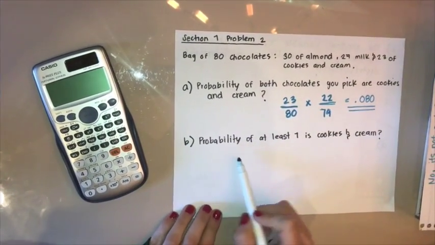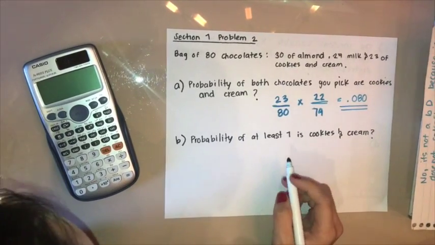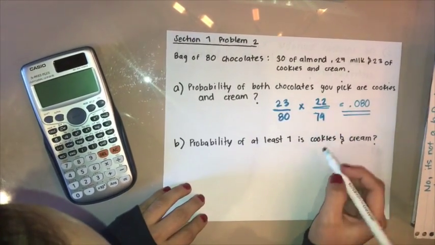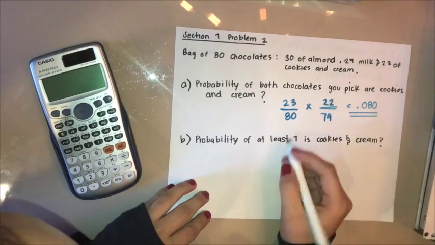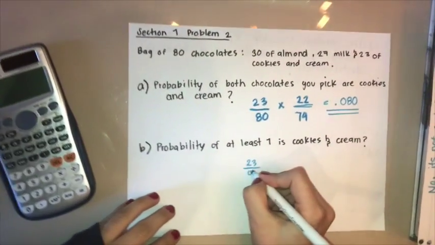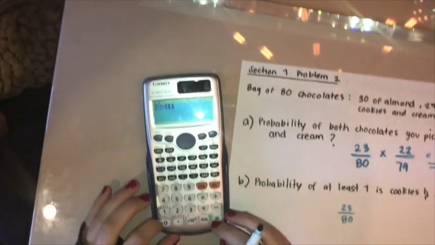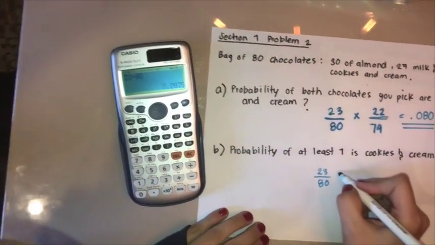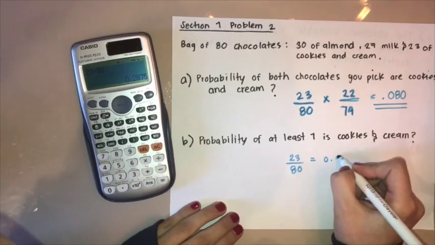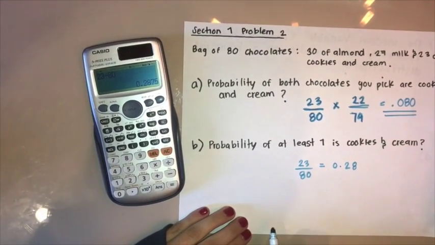Question B. The probability that at least one is cookies and cream. You get the sum of cookies and cream, that is 23 over 80. And the answer is 0.28.